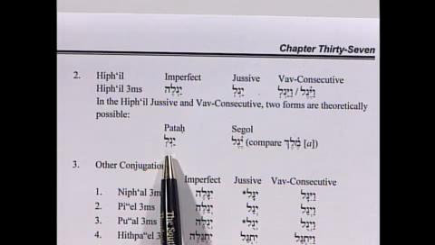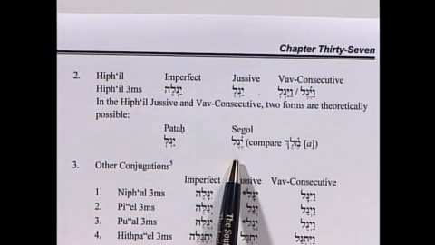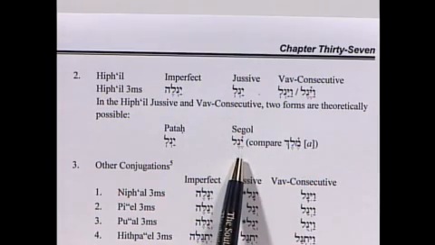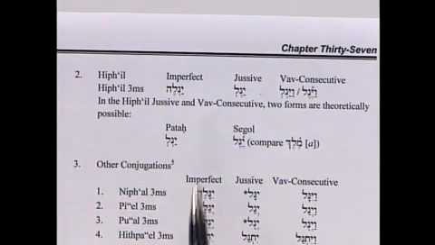So, in the hifil, jussive and vav consecutive, 2 forms are theoretically possible. The one with the patach, and again, think of mach, and also with the segols, and again, this is just like melech, and so you say yegel. And so you've got to watch that. For the other conjugations, let's look at those for just a second.